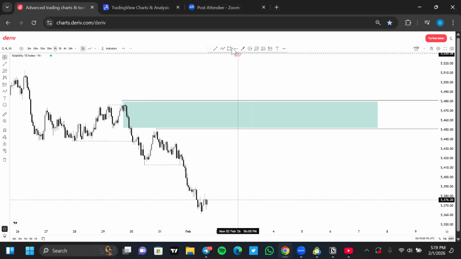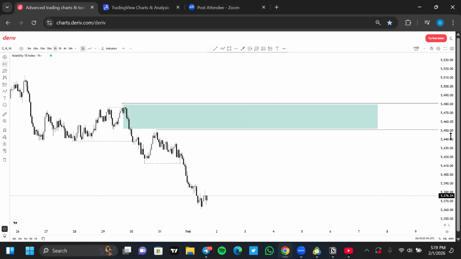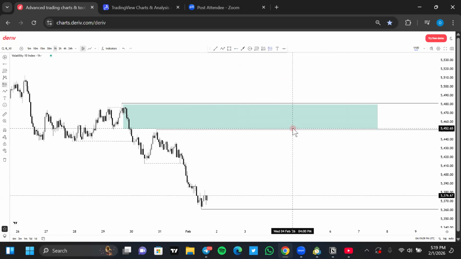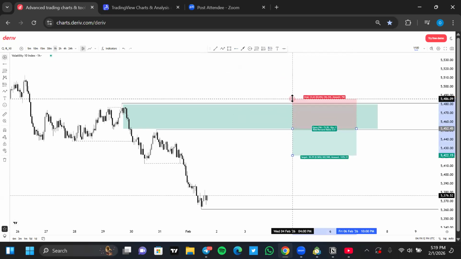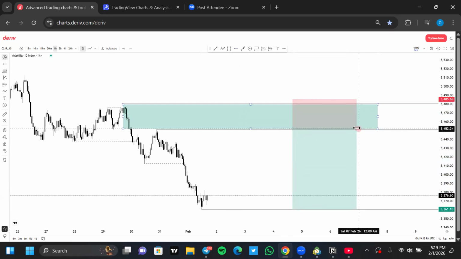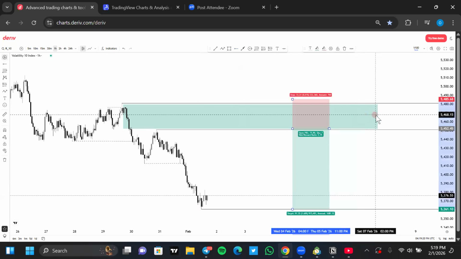So that is my starting point on V10, and I have my finishing points around here. I want to see price coming to this POI and continue to sell to the downside. And mind you, this is one POI here.